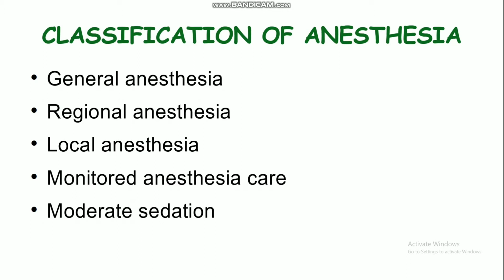Then the classification. At first, general anesthesia, which means the overall consciousness is reduced. Then regional and local anesthesia, which are two types where mainly sensation is reduced or lost in a pre-planned region or a proper region. This is called regional anesthesia. And then the monitored anesthesia care and moderate sedation.